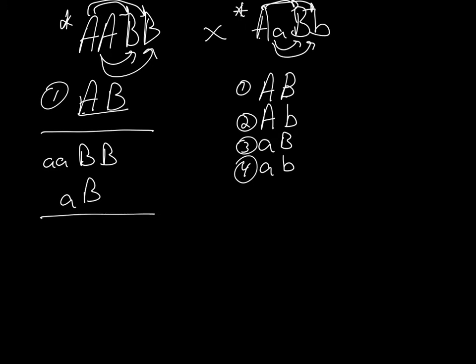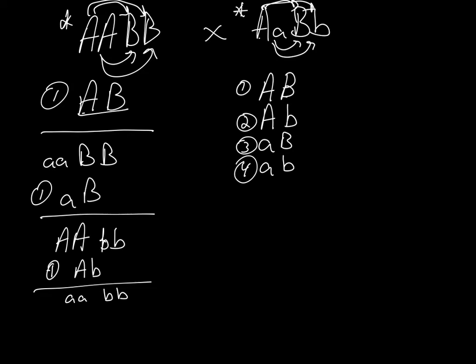What if I have, what's another possibility? Big A, little b. Well, again, there's only one possible gamete that this one could form. That's big A, little b. What if I have little a, little b? There's only one possible gamete that can form.